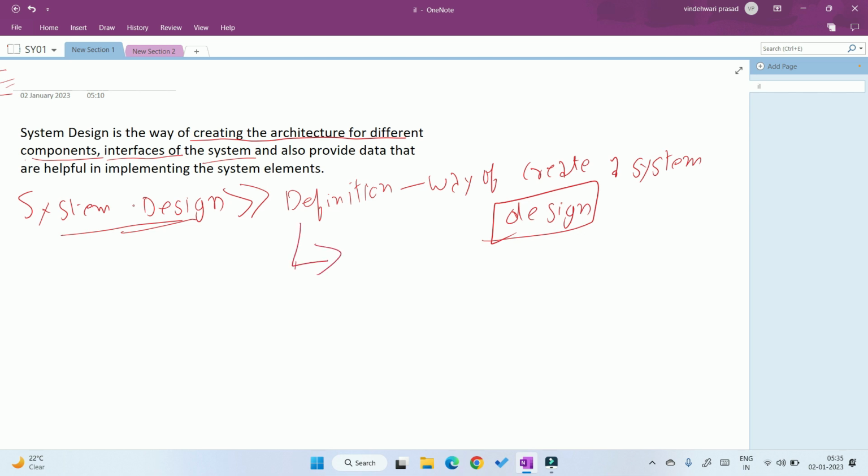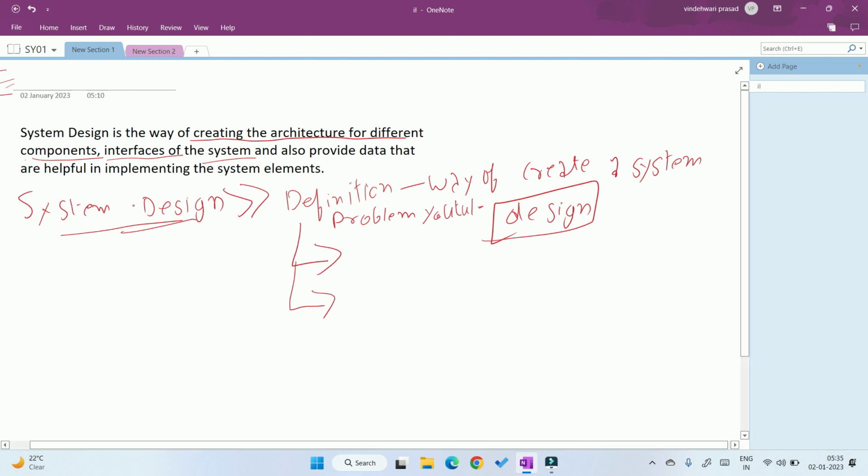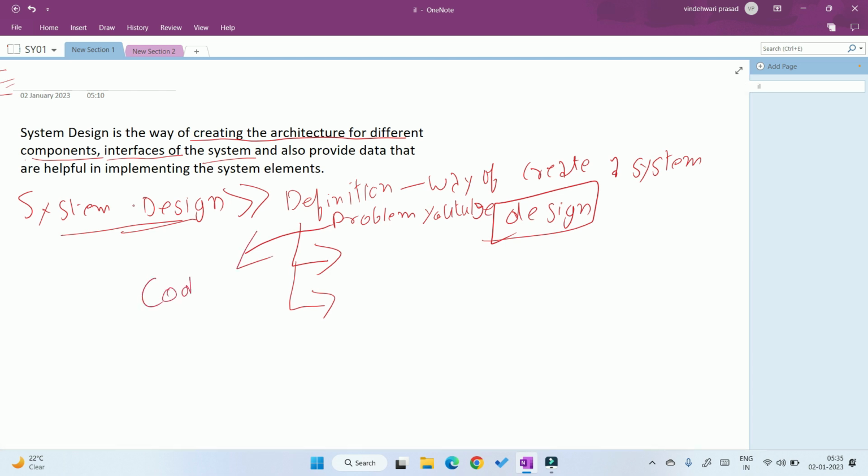Let's suppose you work in any company and the company gives you a problem like you have to make a website like YouTube, where you can stream the video. Now if the company gives you this statement, you can't go directly and write the code because you have to first design the system.